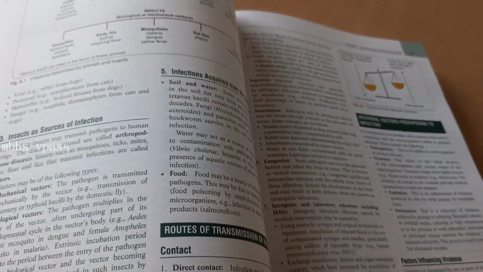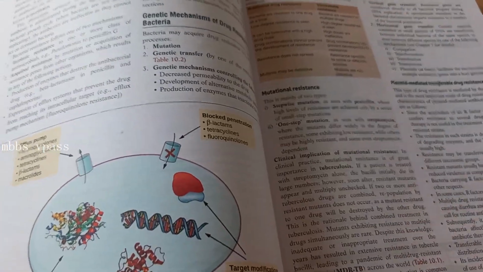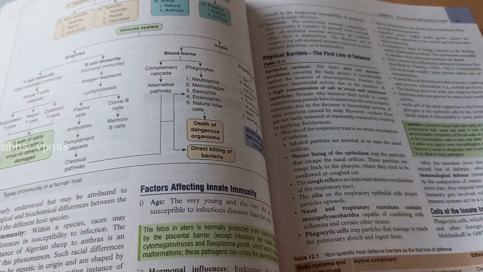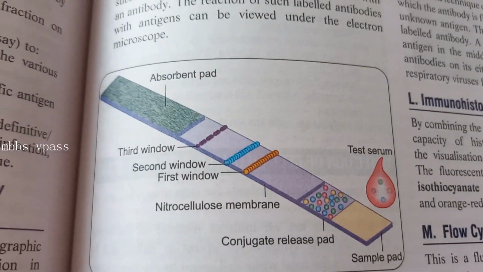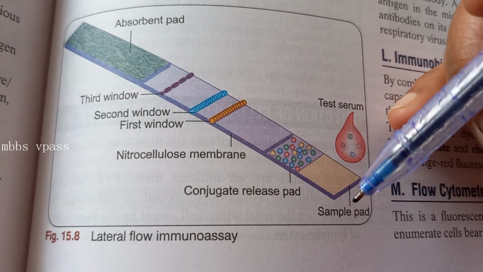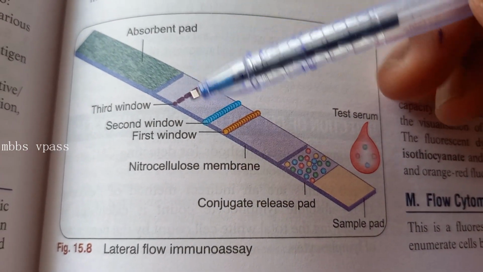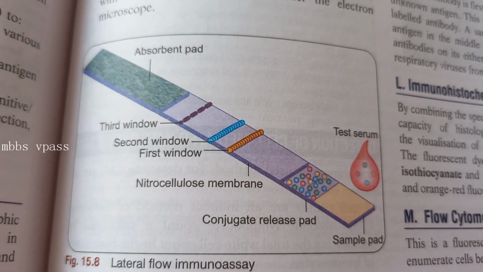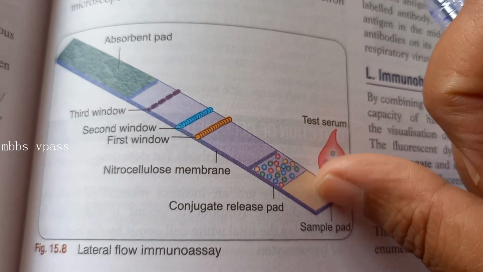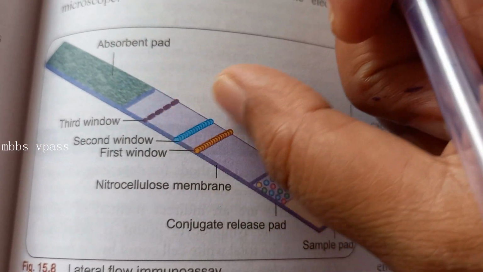So not just about growing these organisms, you can even find the chemical that these produce. So there are some biochemical tests also that you can do. Look at this here. They're talking about lateral flow immunoassay, right? So they're putting that test serum here. What is serum? It doesn't have the cells, right? So that's what they're putting here on the sample pad, and then they're reading the windows.